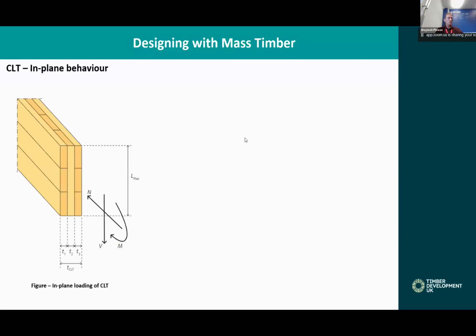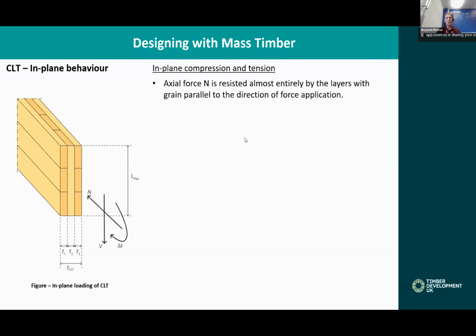The last one on my slides today is the in-plane behavior of the CLT. Obviously, you're sometimes going to have to design your element to withstand in-plane stresses due to compression or tension forces. So axial force is resisted almost entirely by the layers with the grain in the direction of the force application. And these are the highlighted ones here.